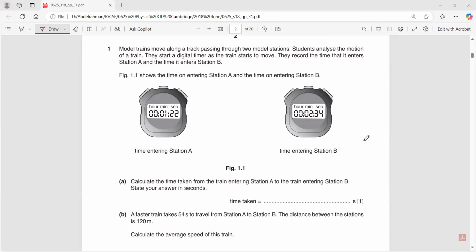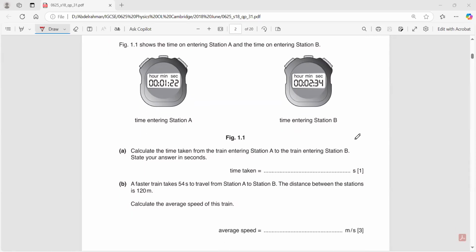Figure 1.1 shows the time on entering station A and the time on entering station B. Can I find the time taken from entering A to entering B? How can I find the time taken? Actually, I'm sorry, he wants to find the time taken between entering the stations. How can I find it?